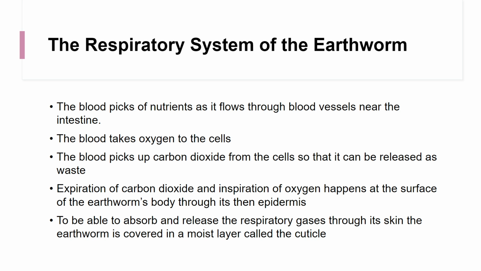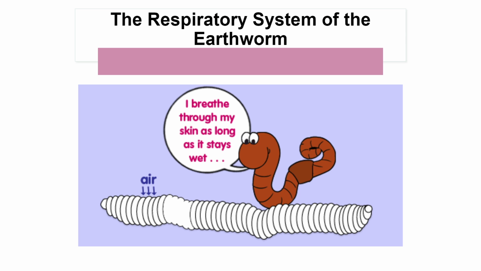The blood picks up nutrients as it moves through the blood vessels, and that blood takes oxygen to the cells. The blood picks up carbon dioxide from the cells that will release later via waste. And expiration of carbon dioxide and inspiration of oxygen happens at the surface of the earthworm's body through its thin epidermis. So it happens through its skin. The earthworm doesn't have true lungs. So earthworms breathe through their skin. As long as that outer layer stays wet, it's able to perform this type of chemical reaction.